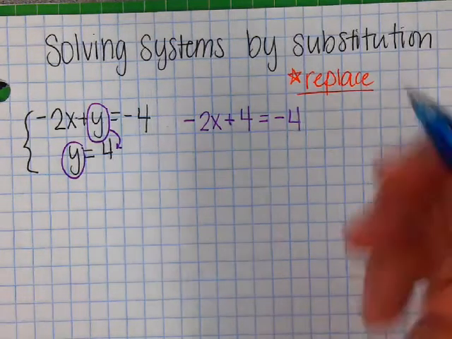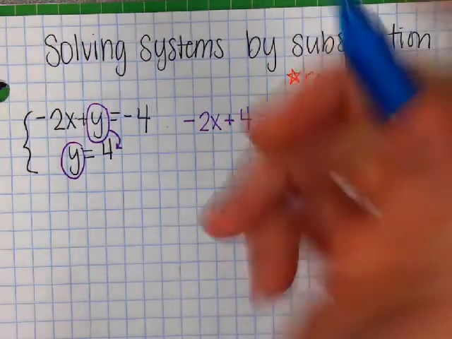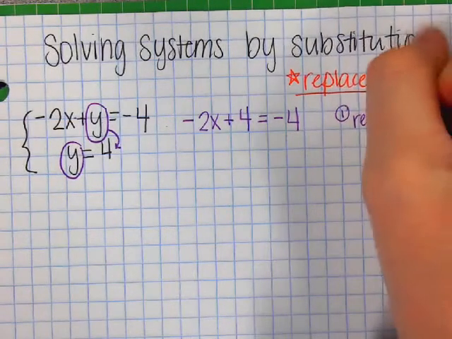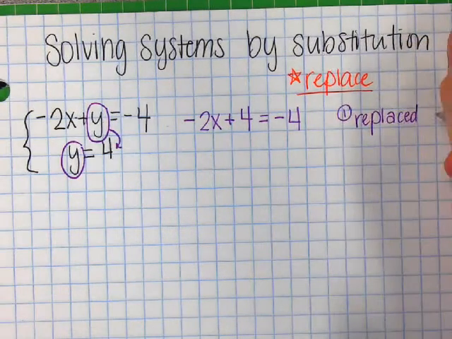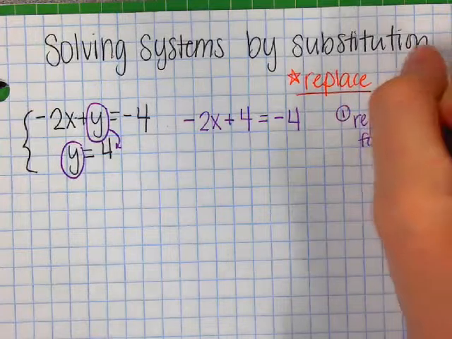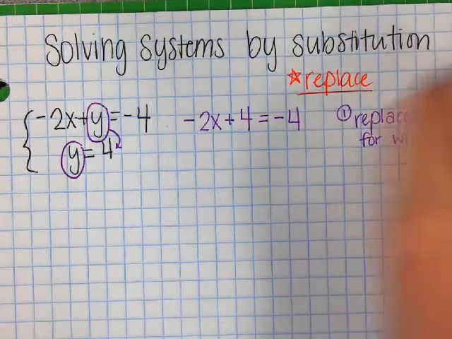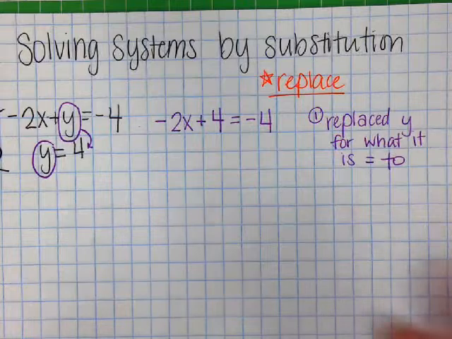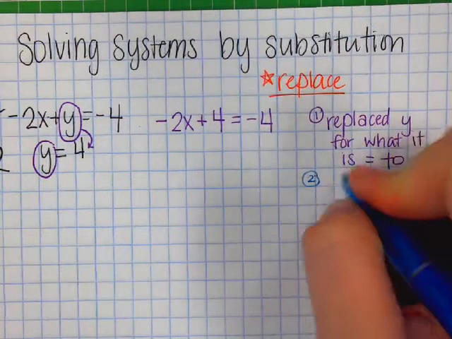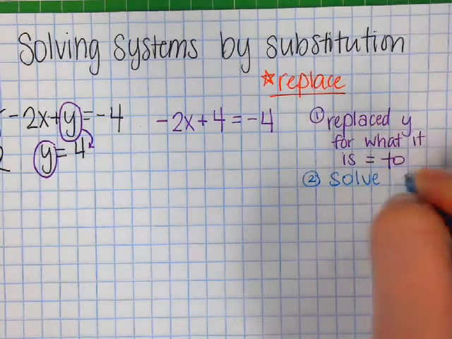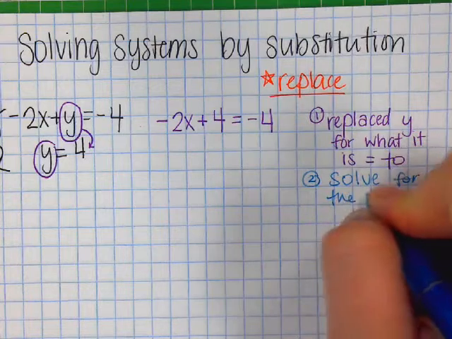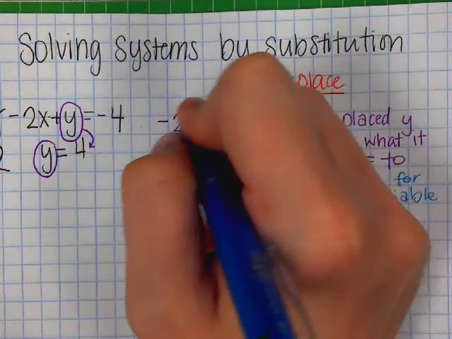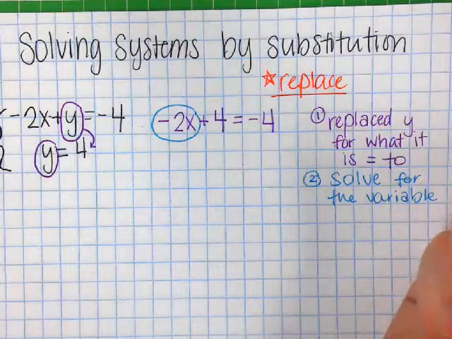Okay, now once you've done that, then you're going to just solve. So step 1, we replaced y for what it is equal to. Step 2, we're going to solve for the variable. Okay, so we're going to solve for this variable just like we've done in the past.